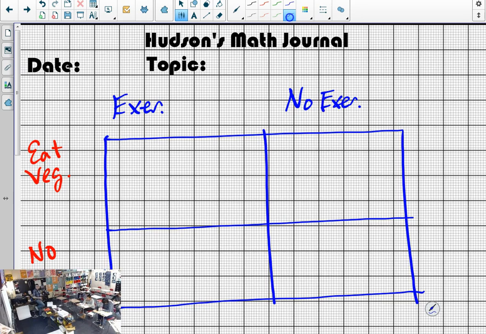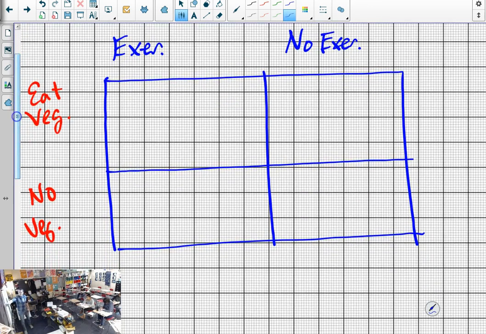What do I fill in as I start building this? Put 57 in the bottom right. So are you just working in percents? You're just going to give me numbers. So Ryan put 57 for the no exercise, no vegetables, because that's your neither. Right? They said no to both. What else?